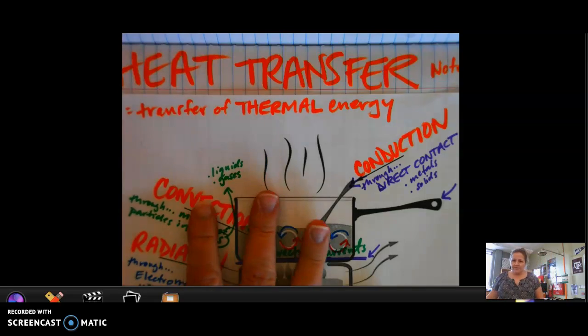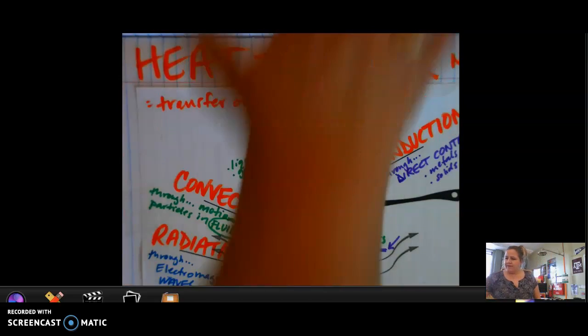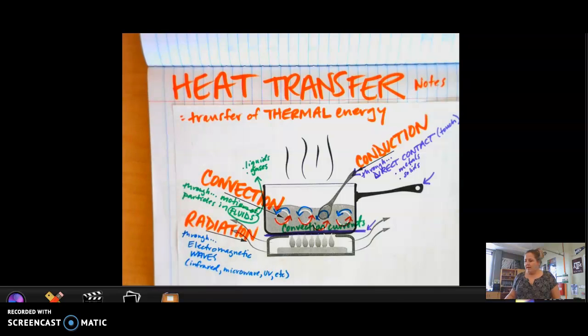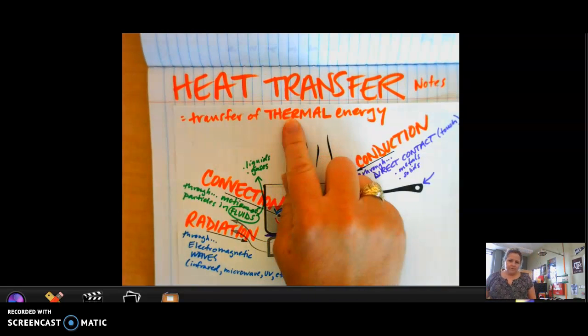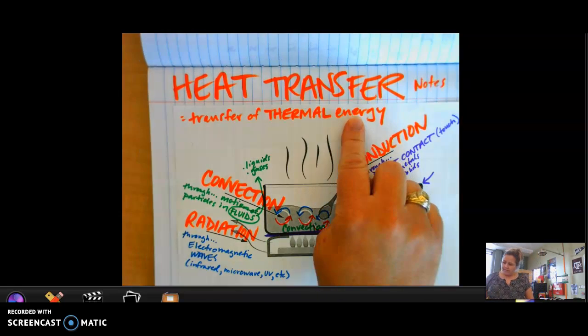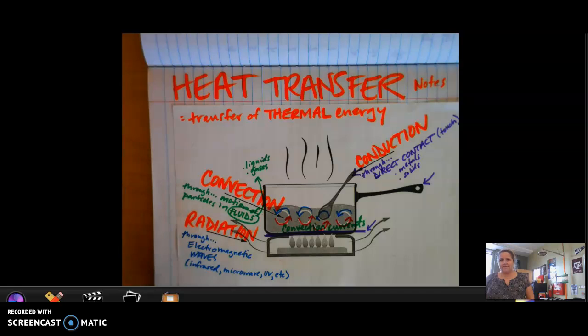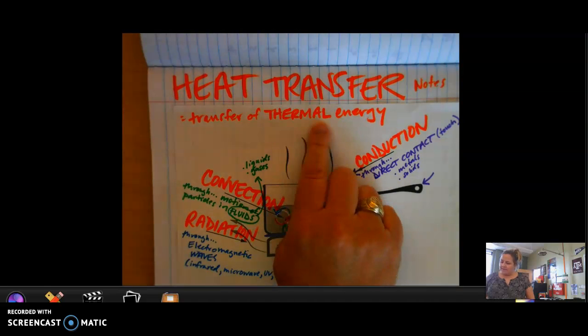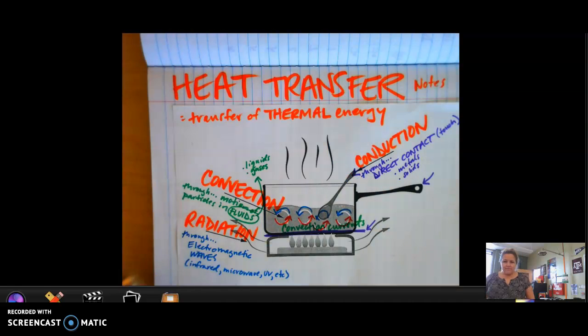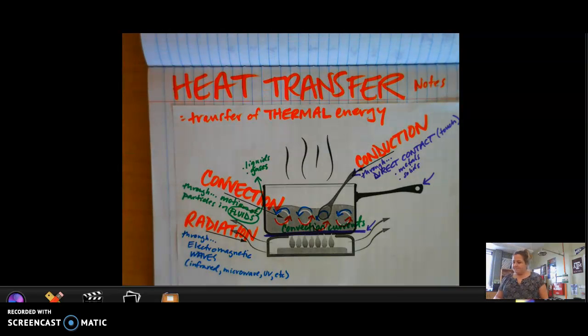Okay, so heat transfer. We kind of use the word heat incorrectly. We say heat when what we really mean is thermal energy. And thermal energy is just how fast those little particles are moving. Like in a solid, they're not moving very fast, and then in a liquid, they're moving a little faster, and then in a gas, they're moving even faster. So that's all that thermal energy is, the moving or the kinetic energy of the particles of matter.